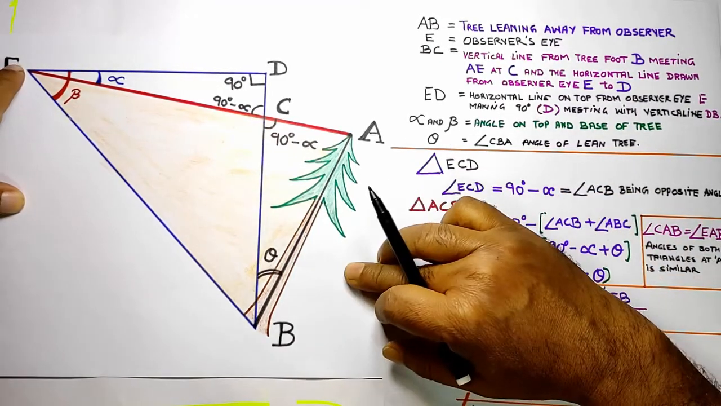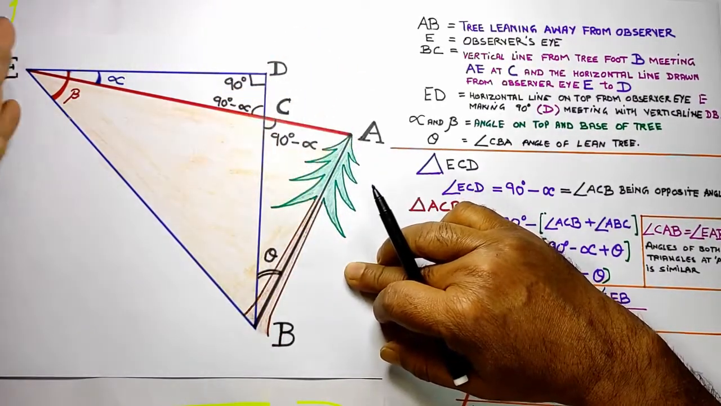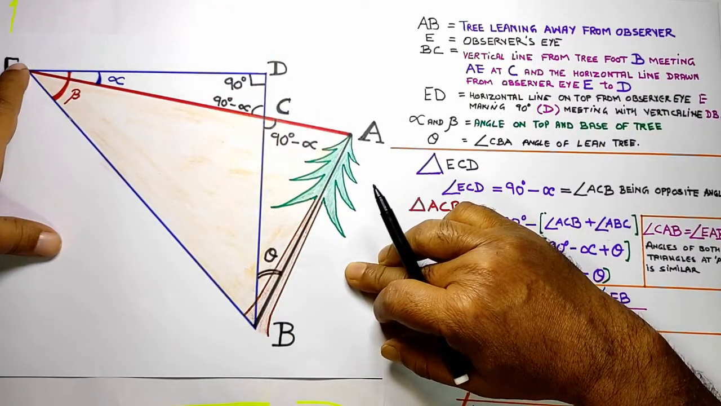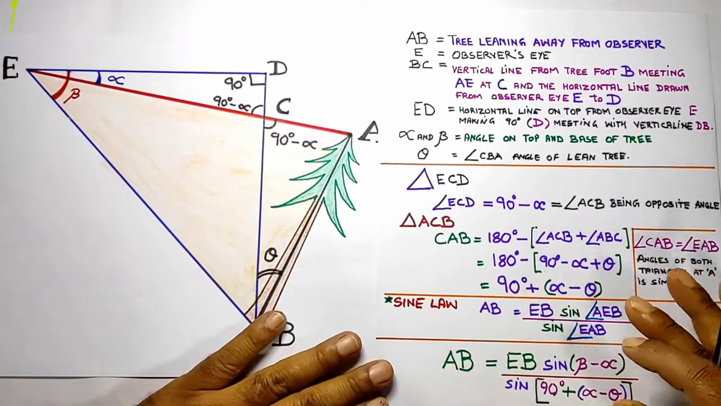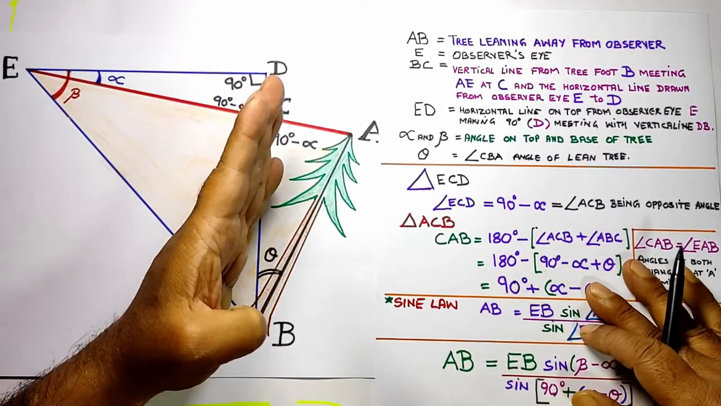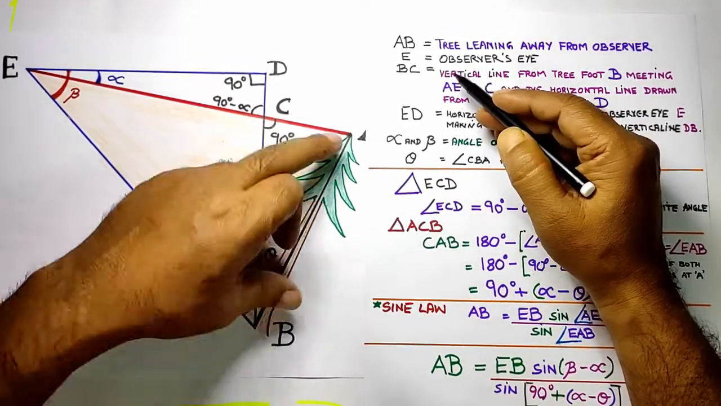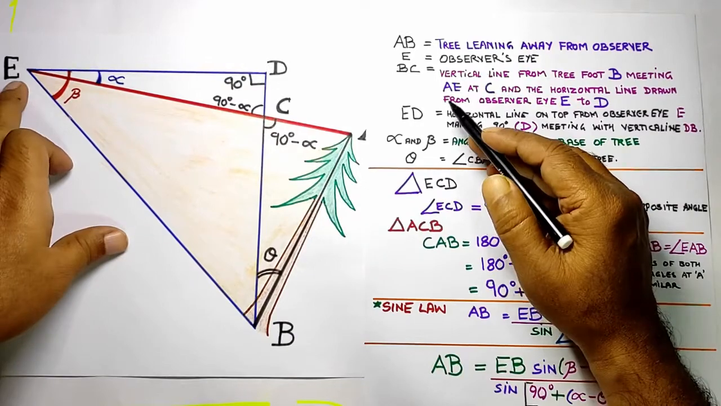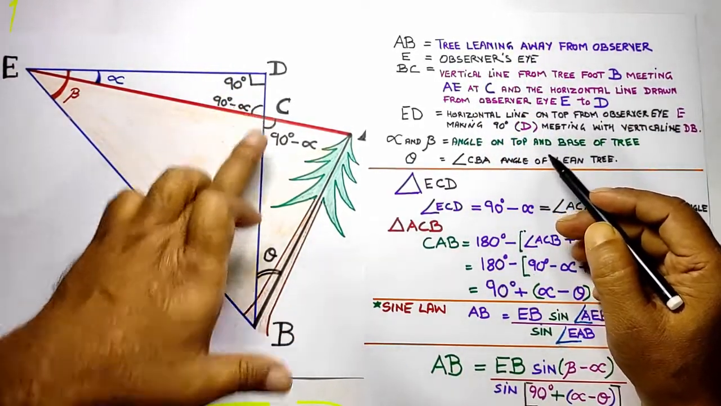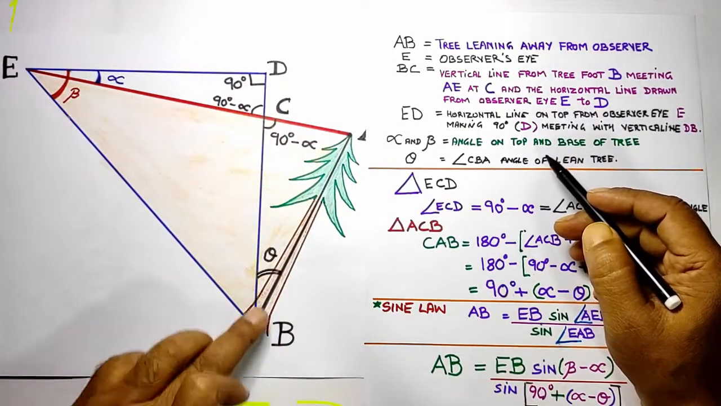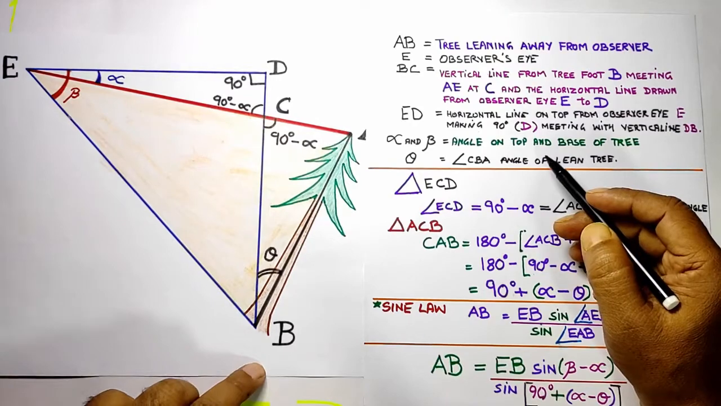Now you can see the observer is above the tree, while the base and the top are below. This is a slope here. So in this case, how will you find the height of a tree when the tree is leaning away? You can see AB is the tree, and E is the observer, and again we have to make a 90 degree angle. Vertical line is BD here. So you can see 90 is here.